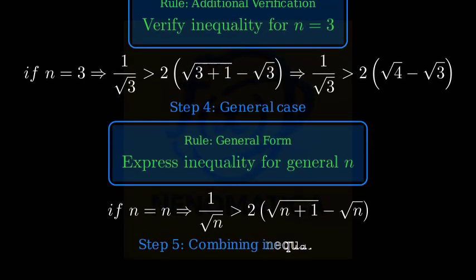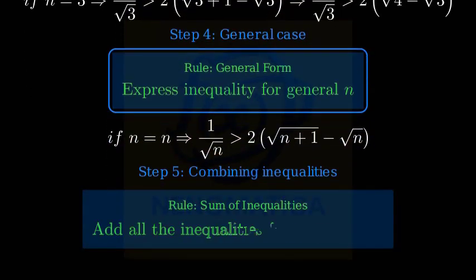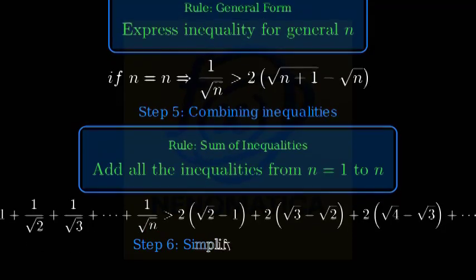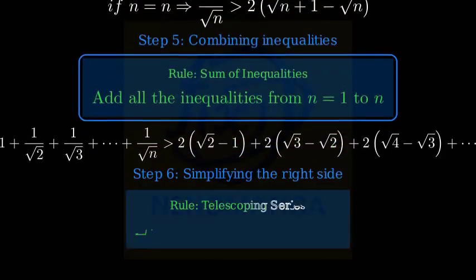Now, we'll combine the sides of the inequalities we've developed. We have 1 plus 1 over the square root of 2 plus 1 over the square root of 3 plus 1 over the square root of n is greater than 2 times open bracket square root of 2 minus 1 close bracket plus 2 times open bracket square root of 3 minus square root of 2 close bracket plus 2 times open bracket square root of 4 minus square root of 3 close bracket. We can rewrite the right side of the inequality to simplify it.